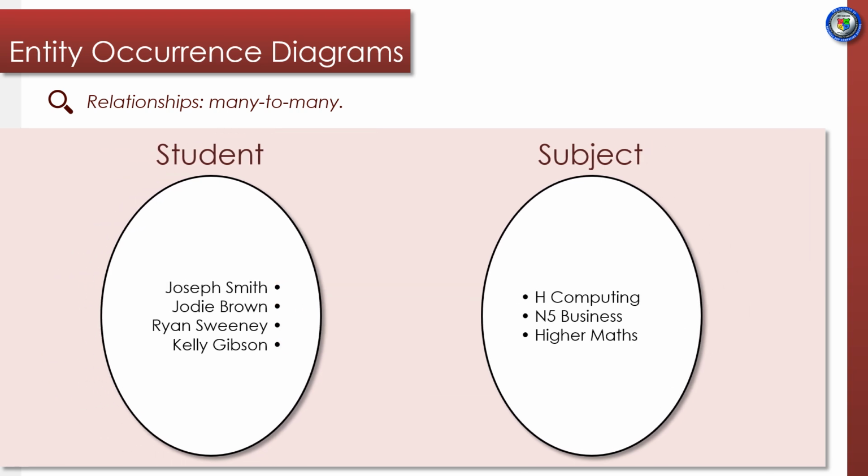Now, when establishing these relationships, we can see that Joseph Smith studies 1 subject, higher computing. Jodie Brown, on the other hand, studies 3 subjects, higher computing, N5 business, and higher maths. Ryan Sweeney studies higher computing, and Kelly Gibson studies higher computing and N5 business.